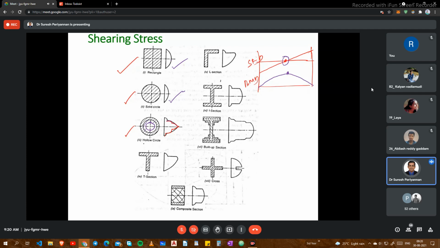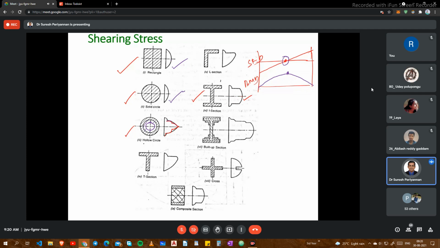Now I come to this. This is the I section shear stress distribution. We already discussed, right? In bending stress, it will be 0 at the middle layer, the neutral layer, but here it is not 0. This kind of question you may expect in any competitive exam.